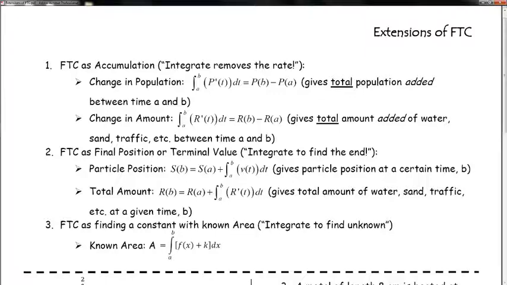You also can use the fundamental theorem of calculus to find the terminal value, meaning the ending value, the final value, the final position. So integrate to find the end. If you have a position function and you want to find where your ending value is, you can take your start, S of A, which is your starting spot, and add it to the change in your distance. That'll give your position at a certain time B. I'll give a couple examples of that.